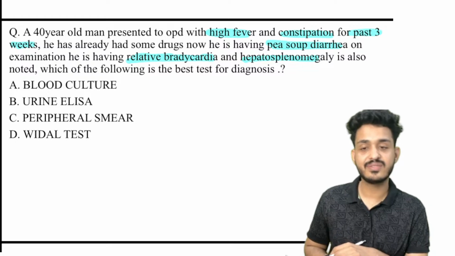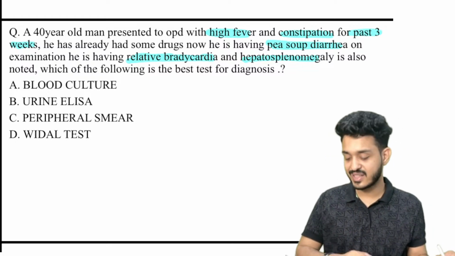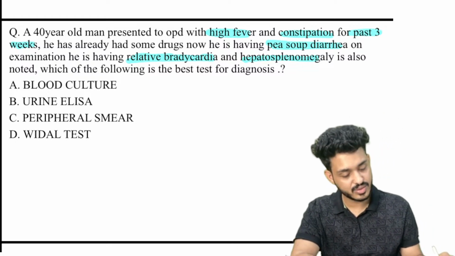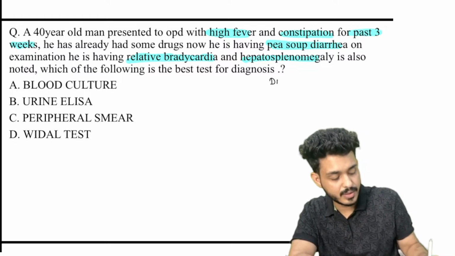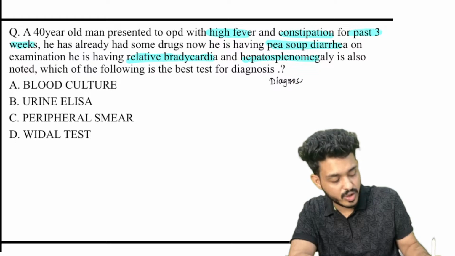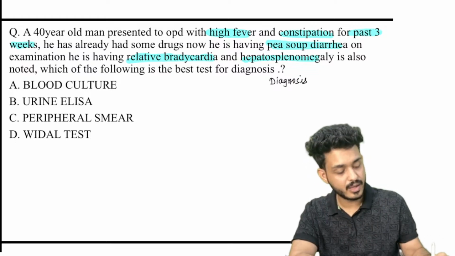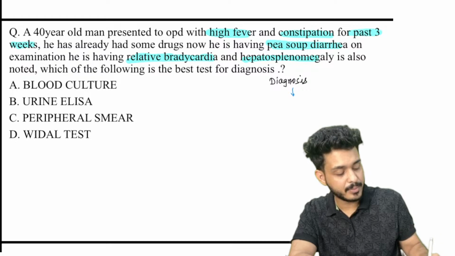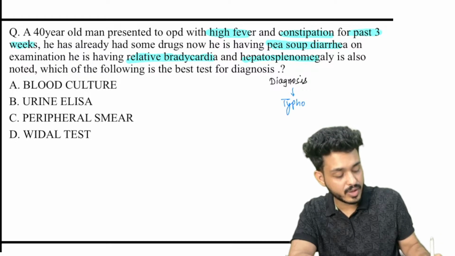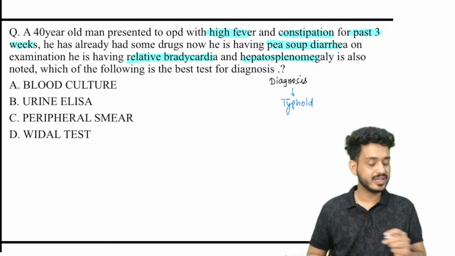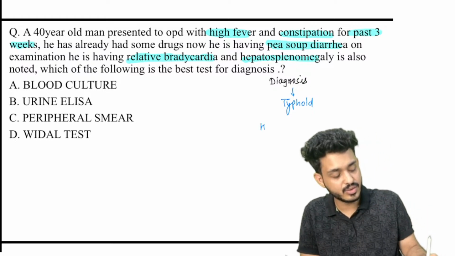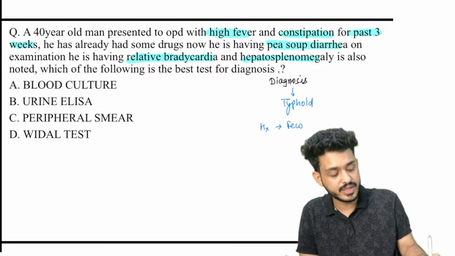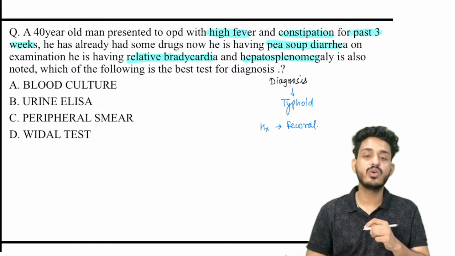Your answer will be, first of all, apart from the answer, try to give the diagnosis. What is the diagnosis over here? Which disease, guys? I am talking about typhoid. Typhoid is due to Salmonella typhi. What is the route? If I ask you, you will be finding history of feco-oral route. Okay, it can be feco-oral route.